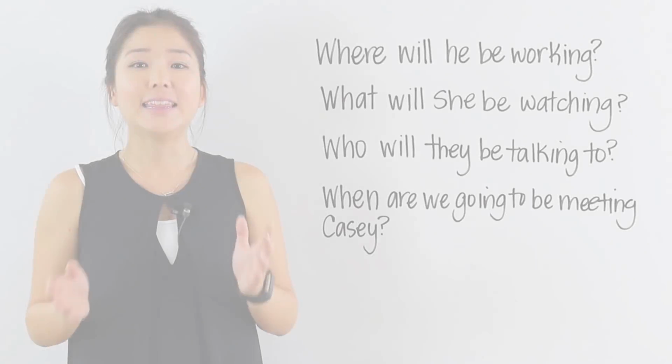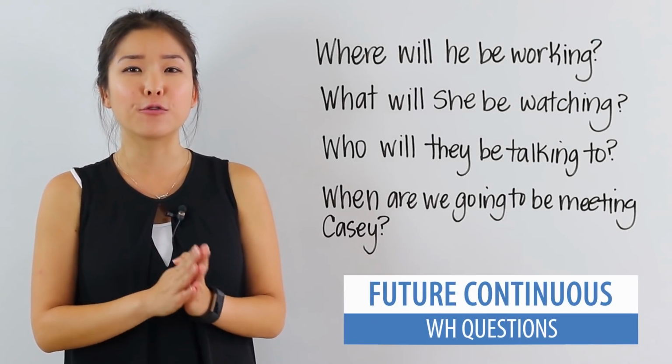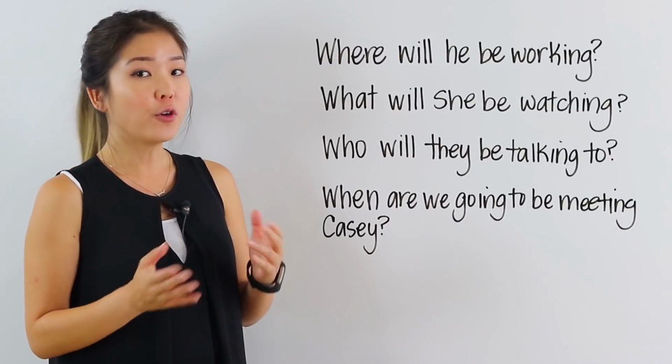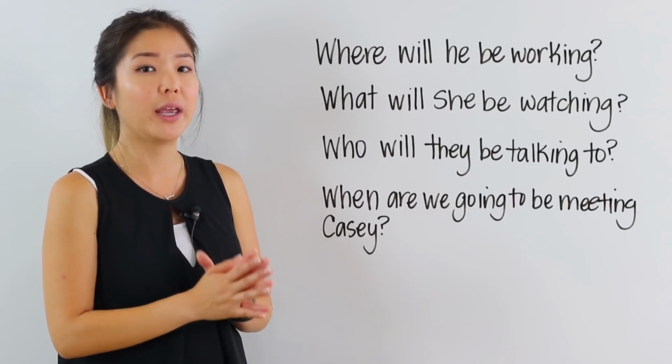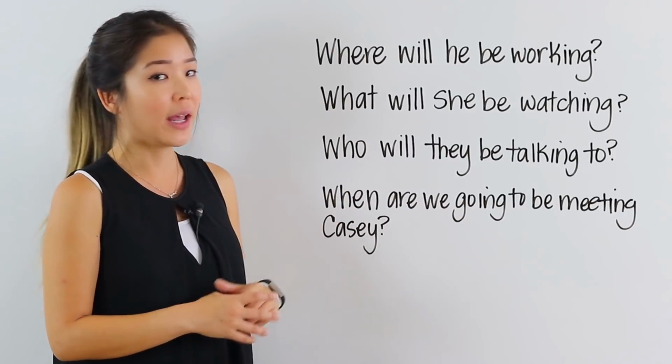Let's move on. Now, I'll go into how to form WH questions in the future continuous tense. Take a look at the board. First, you'll notice that all of these questions begin with the WH word. Where, what, who, and when.